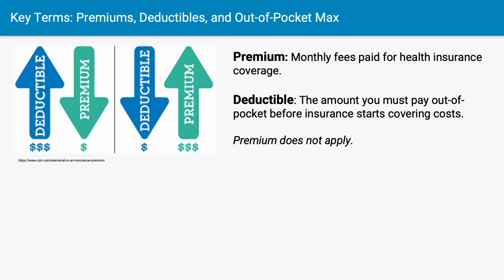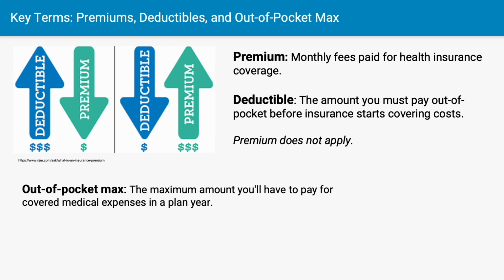Also, the more you pay for your monthly premium, the lower your deductible will be. So if you have a $450 premium, your deductible could be $400. If it's $300, it could be $1,000. And if it's $150, it could be $2,000.